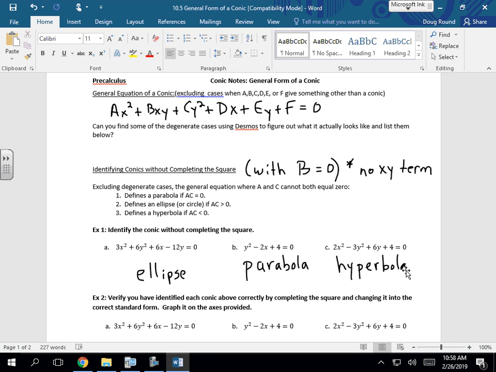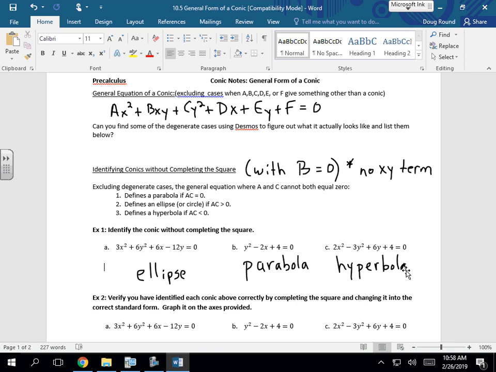If it defines an ellipse or perhaps a circle if AC is greater than 0. You have to look at the coefficients here, and if they're the same, then it's a circle as opposed to an ellipse. Remember, a circle is a special case of an ellipse, but if A times C is greater than 0, it's ellipse or circle, and if AC is less than 0, it's a hyperbola. So it's pretty straightforward and pretty simple. I mean, you could almost probably remember this for these until you bring the B term into it.